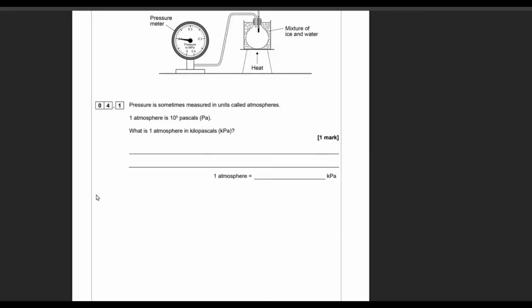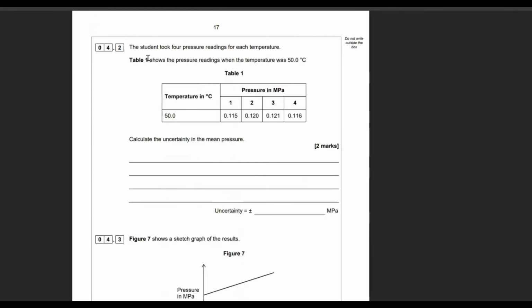Right, let's go down. 4.2: the student took 4 pressure readings for each temperature. Table 1 shows the pressure readings when the temperature was 50 degrees. The pressure in megapascals, that's not milli, that's capital M, a bigger number than normal, so megapascals: 0.115, 0.120, 0.121, 0.116. Calculate the uncertainty in the mean pressure.